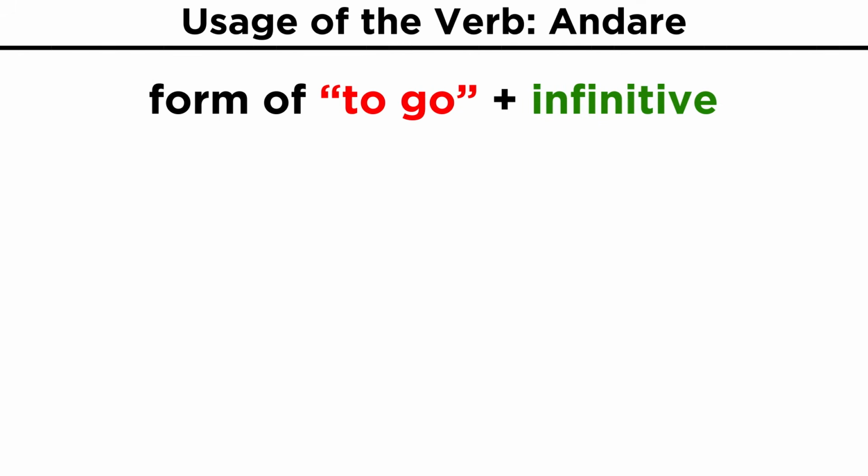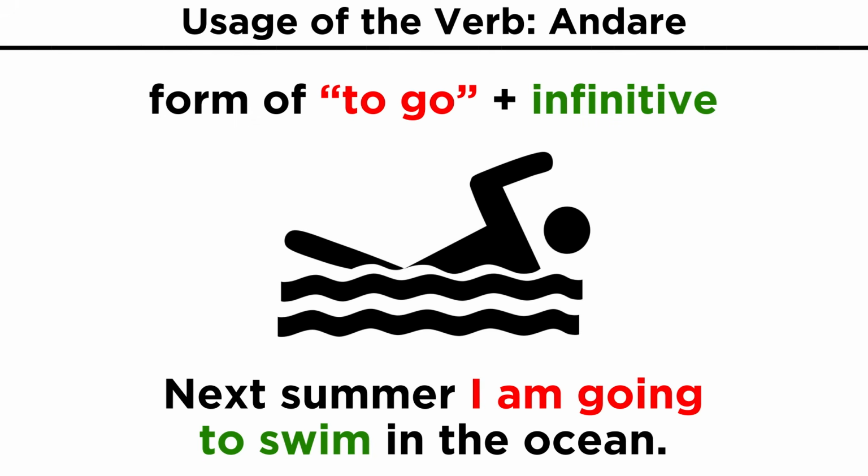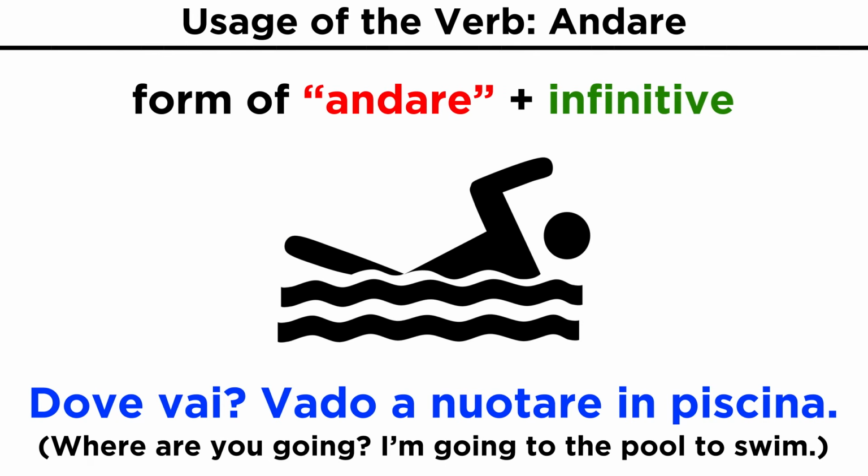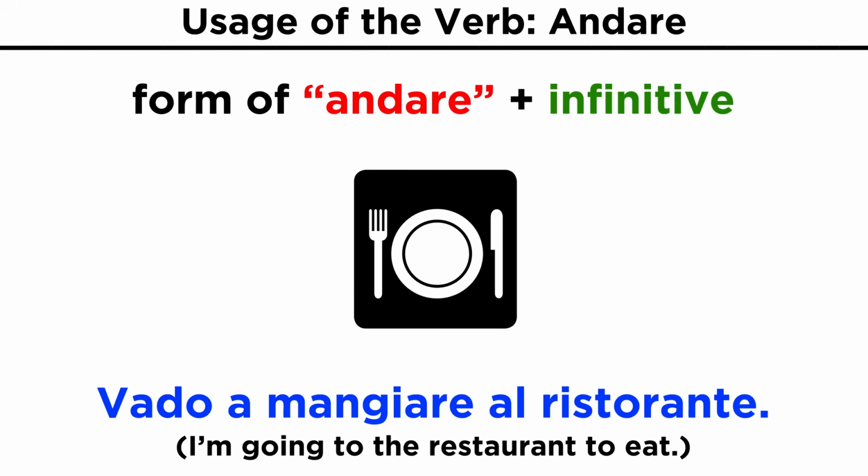English often uses to go plus an infinitive in order to express a future action, like, next summer I am going to swim in the ocean. Italian doesn't do this. Instead, andare plus an infinitive will simply mean to go to a place in order to be able to do that action. Dove vai? Vado a nuotare in piscina. Vado a mangiare al ristorante. To actually describe the action of swimming or eating, we would need the future tense, which we will learn later.